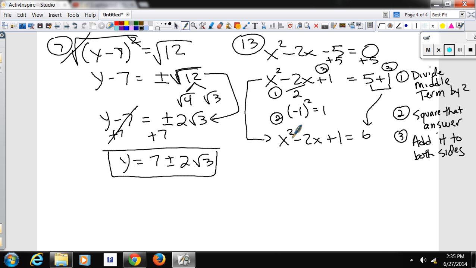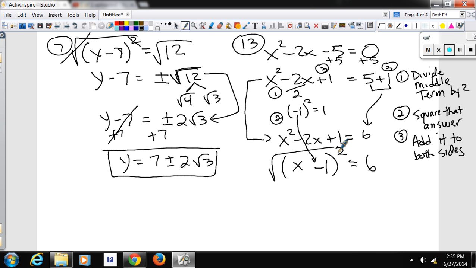Now we have made a perfect square, because this -1 is going to come down into here, and you're going to get x minus 1 squared. This right here is going to factor into a perfect square since we did the 3 steps, and you're going to equal 6. And now it looks just like number 7 up here.